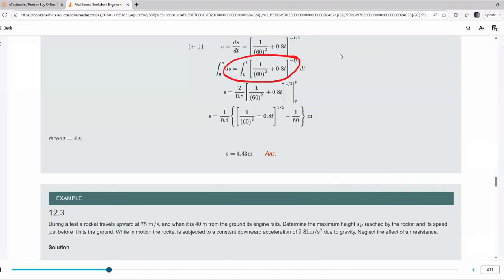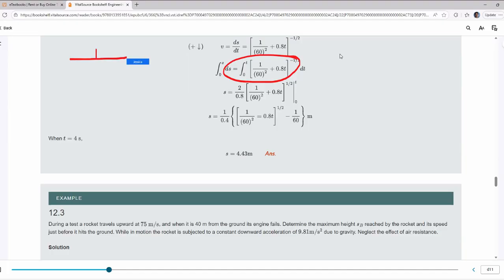What about this? The question is this. How do we integrate? Let me rewrite this one. There is a negative 1 over 2. 1 over 2 is a square root. So we send this one, because of the negative power.